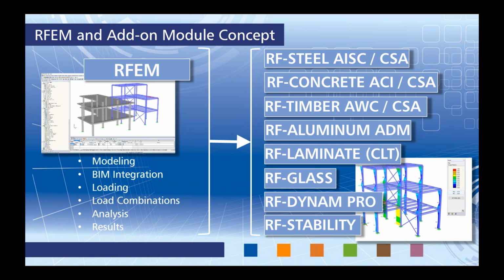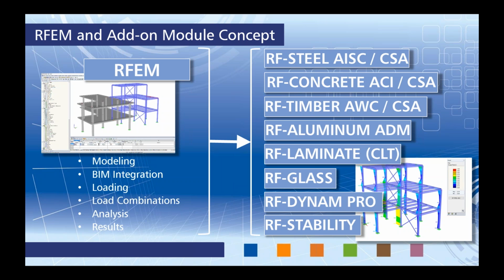Now, over on the right-hand side is just a very short list of some of the add-on modules that we have. You can see here that we have many different materials that we can involve the specific standards with. So the minute that you need a code check or design per that standard, such as the AISC or the CSA code, that will require an add-on module.